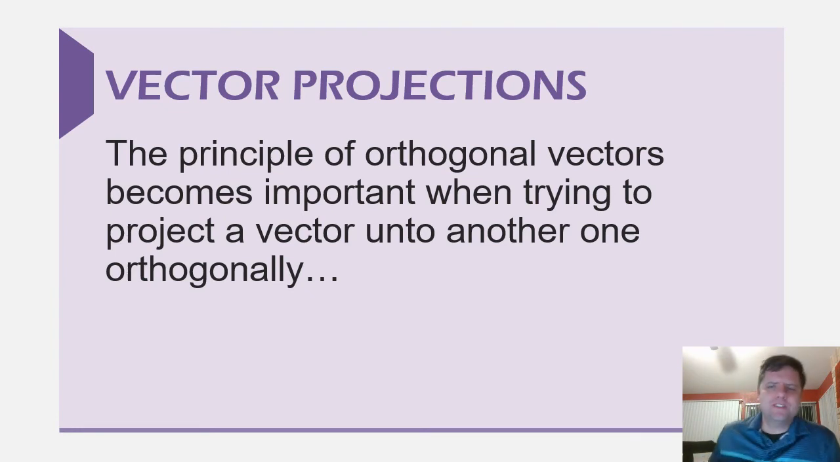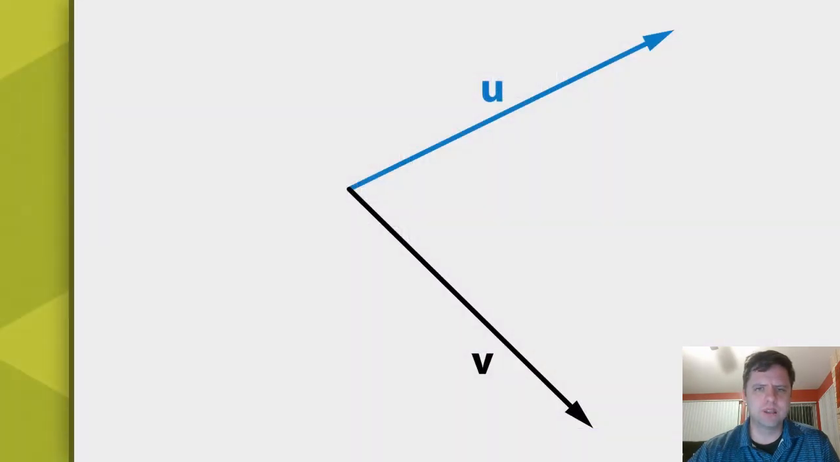Okay, so this is all important because it allows us to do something called vector projections. Now, the principle of orthogonal vectors becomes important when we're trying to project a vector onto another one orthogonally. Now, why would we want to be able to do this? So let me show you a diagram. Let's say that we had these two vectors. We had the vector u and we had vector v.